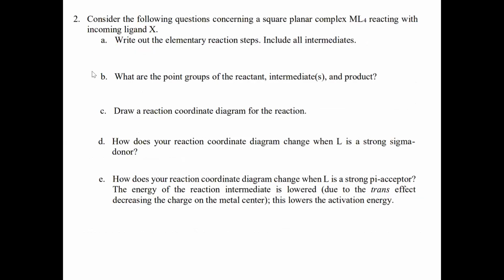Okay, so now we're going to consider some questions regarding a square planar complex, ML4, reacting with an incoming ligand X. First we want to identify what the elementary reaction steps would be. Does anyone know what the general reaction coordinate would look like in terms of how the incoming ligand interacts with the metal center?